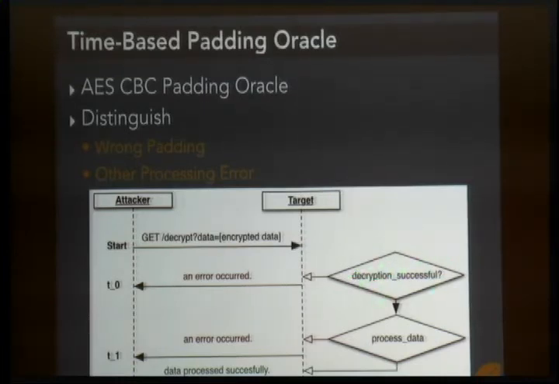But if the data had a correct padding, the system will try to process that data. That can be anything. It can be just doing a database query to look up if that was an API token which was valid, or it could be some sort of parsing in XML or JSON or something like that. So something else will happen which will take more time, and we will have a different time T1 if that happens. So we can again distinguish these two cases.